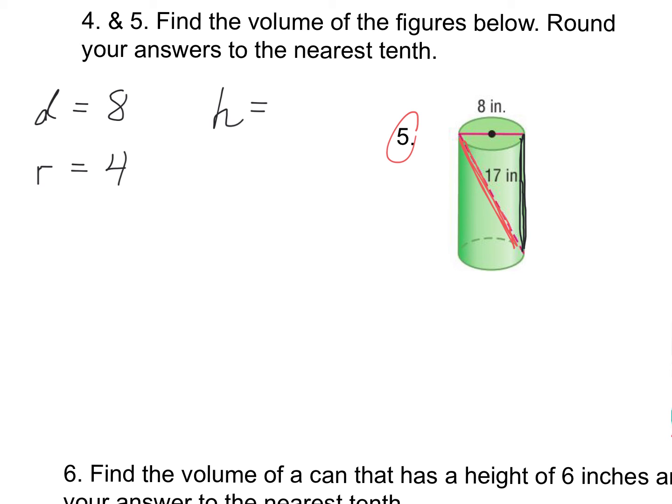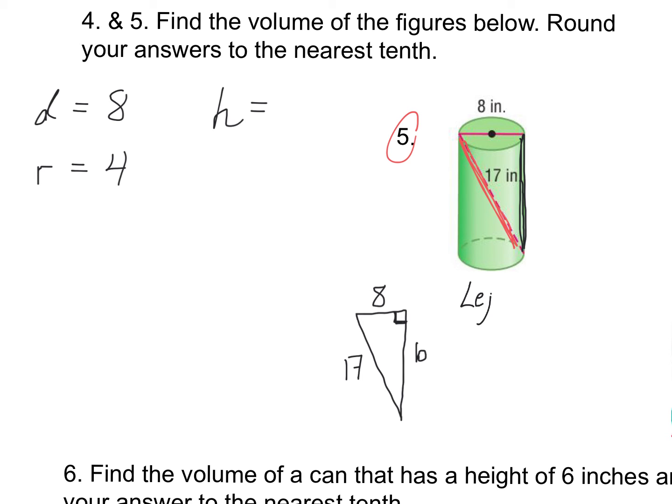So what I want to do is copy down that triangle that's inside my cylinder. So we have 17 for this long side. I have 8 for the diameter up top. It is a right triangle because it's a right cylinder. And what I want to figure out is what is that height. Now instead of putting h there, I'm going to put b. Because in this case we have a right triangle. I have the hypotenuse, I have one leg, and I'm looking for another leg.